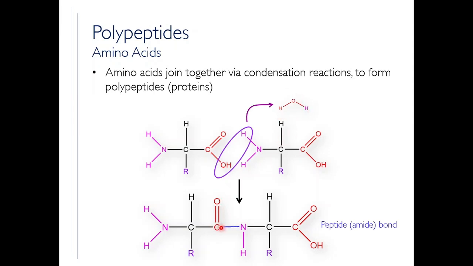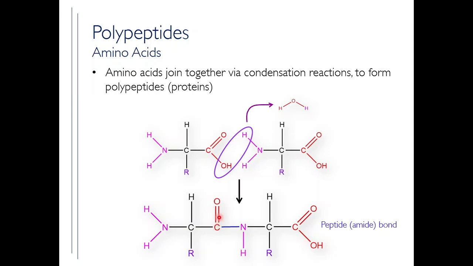The resultant bond that's formed between the carboxylic acid end of one amino acid and the amino group of another is called the peptide bond, and for the chemists amongst you it's actually an amide bond, but don't worry too much about that.